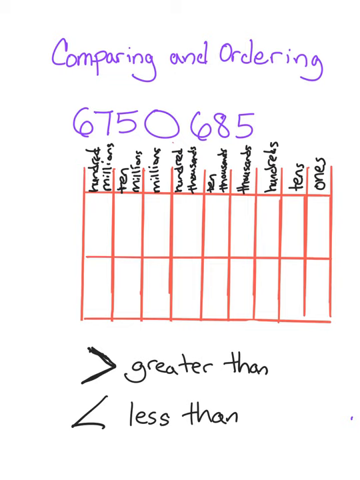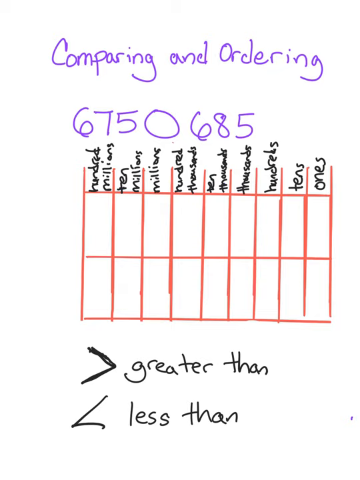Today we're going to be talking about comparing and ordering numbers. One of the ways you've probably done this in the past is by using a place value chart. So we can see I have one drawn here. So we are comparing the two numbers 675 and 685. So in the past you've probably learned that we could plug them into the place value chart.